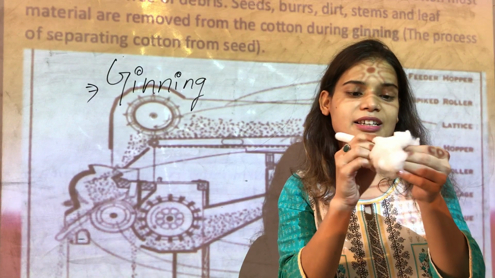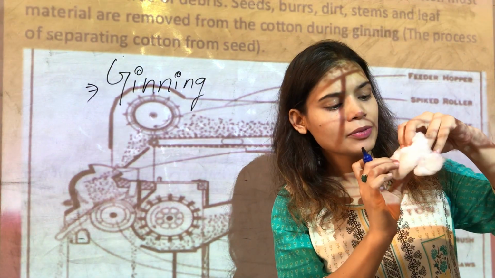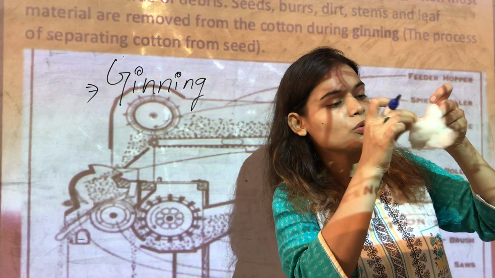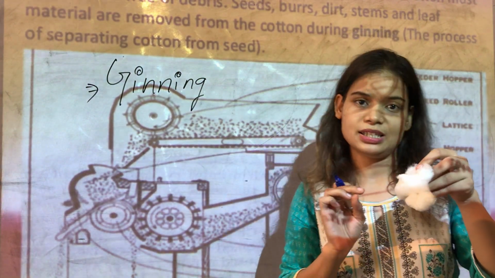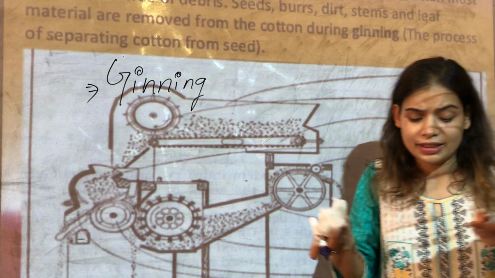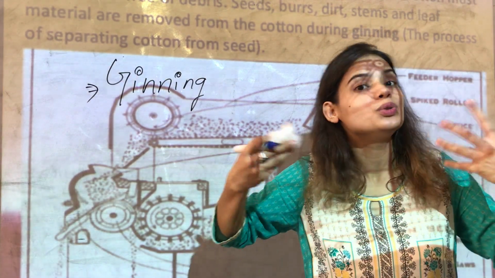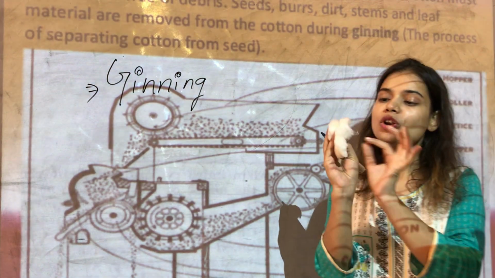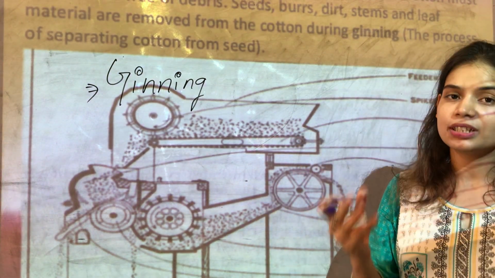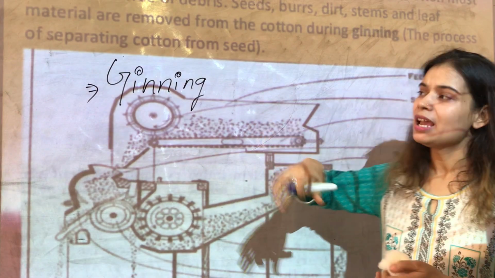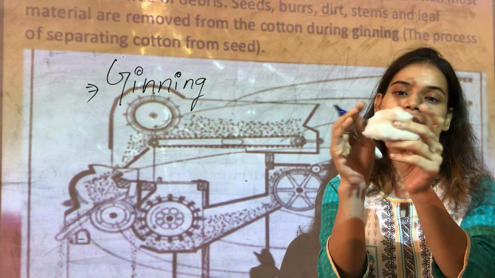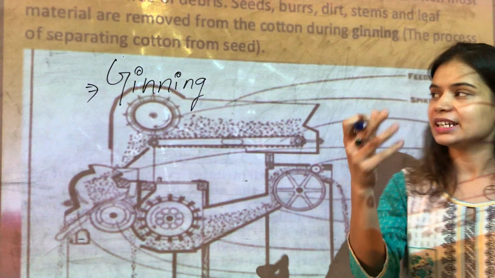Can you see the seed here? I have marked it with my sketch. So it is somewhat like this. So we need to remove this seed because this seed is not required, and that seed germinates into a new cotton plant. Okay, so we remove that seed, and this removal of seed, dirt, debris and other unwanted materials from this cotton ball is called ginning.